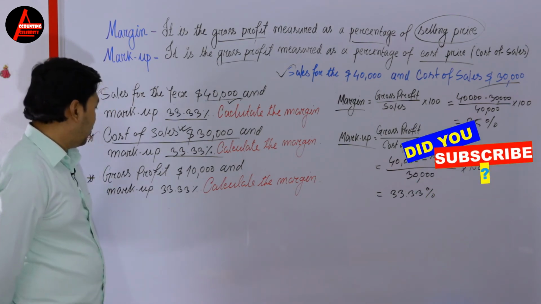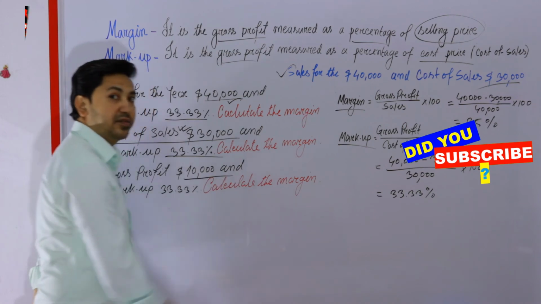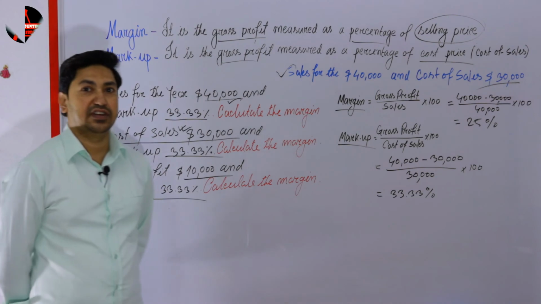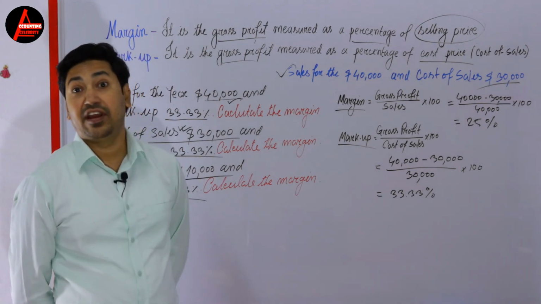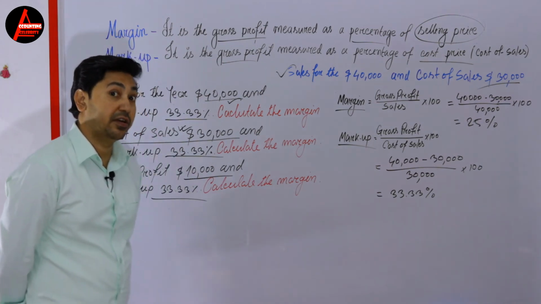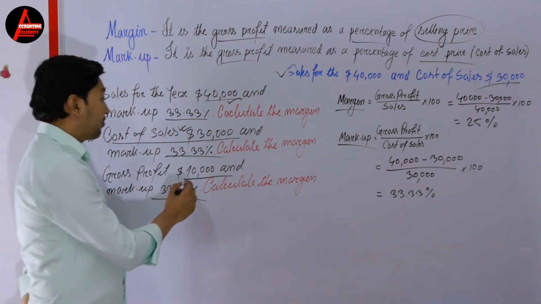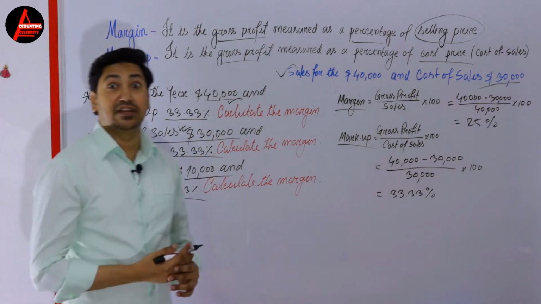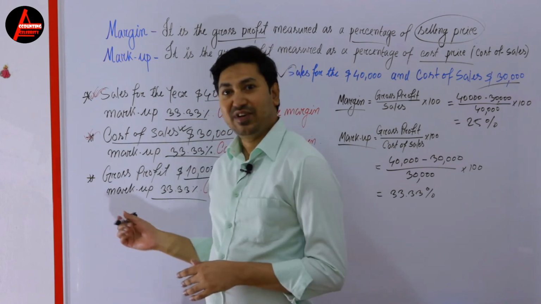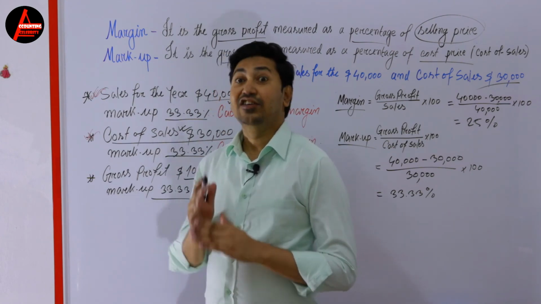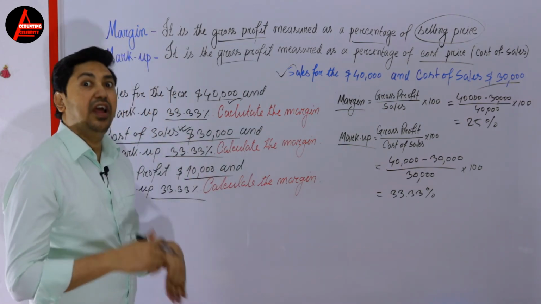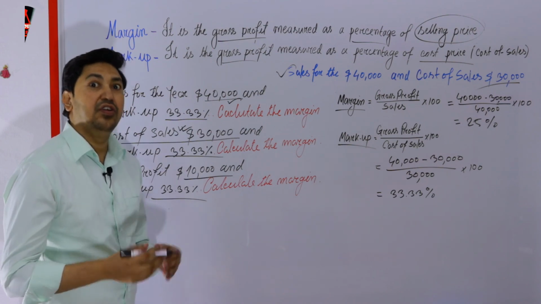The last one, gross profit is $10,000 in the question and markup is 33.33%. So here how to calculate margin? It is also complex, very complicated. So here gross profit is given. You don't know what your sales is, you don't know what your cost of sales is, but you have to calculate your margin. Okay, so don't be confused. Try to figure them out, and then if you cannot do it, let me know.